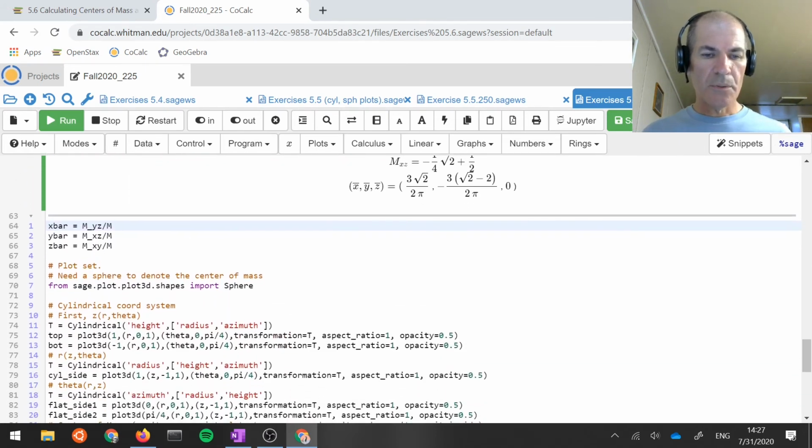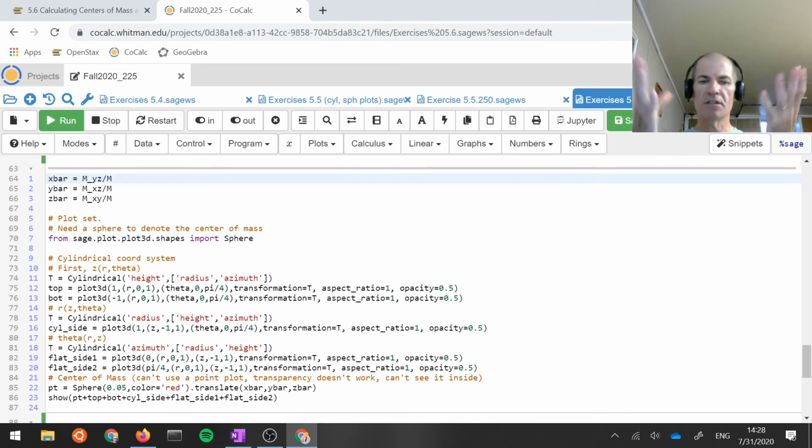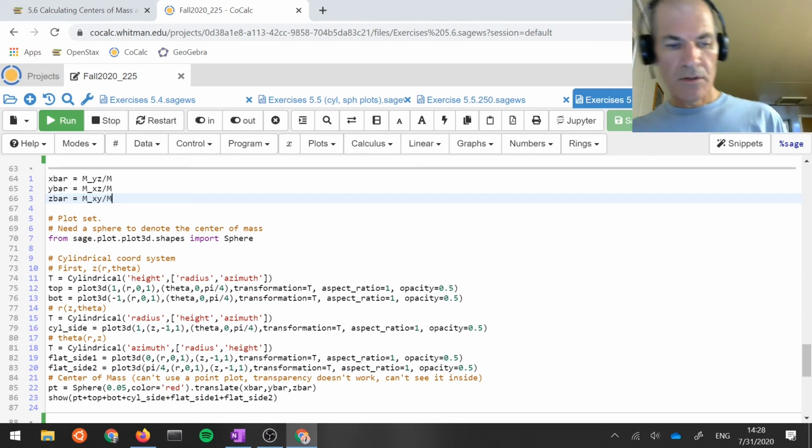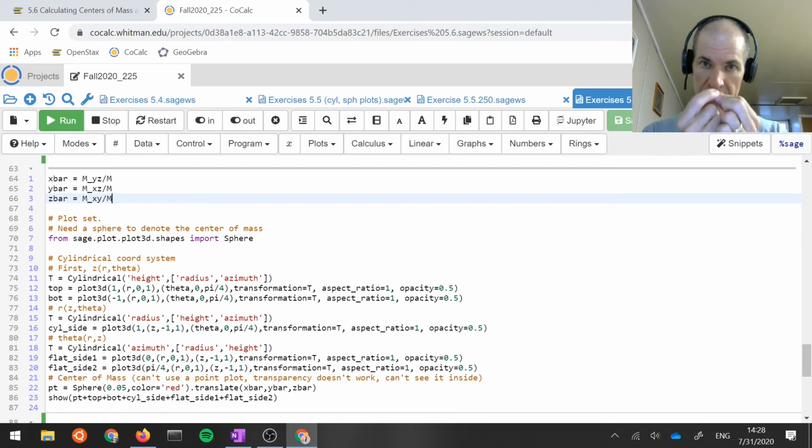All right, and let me show you a plot. This plot was a little more challenging because it's a volume, and it's in cylindrical coordinates, so there's a lot of moving parts in this particular example. Here's me defining x bar, y bar, and z bar because I'm going to need those coordinates in my visualization. Here's me importing the sphere function so that I can plot this point in 3 dimensions using a tiny sphere. So I take a sphere of radius 0.05, I color it red, and I move that sphere to the location of the center of mass. And I call it PT, and I just add that to the list of pieces.